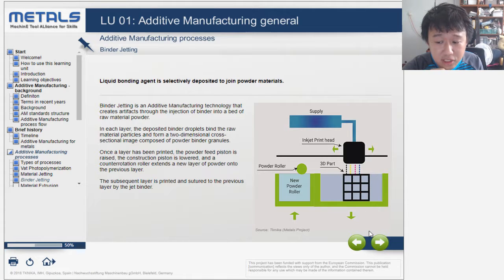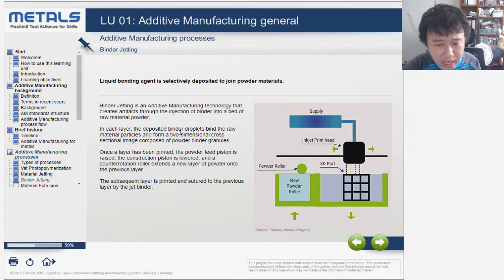So yeah, for binder jetting as well, liquid bonding agent is selectively deposited onto the powder materials. Binder jetting is an additive manufacturing technology that creates artifacts through the injection of binder into a bed of raw material powder. In each of the layers, the deposited binder droplets bind the raw material particles and form a two-dimensional cross-sectional image. Once the layer is printed, the powder feed piston is raised and the construction piston is lowered. Subsequent layers are printed and fused to the previous layer by the jet binding.